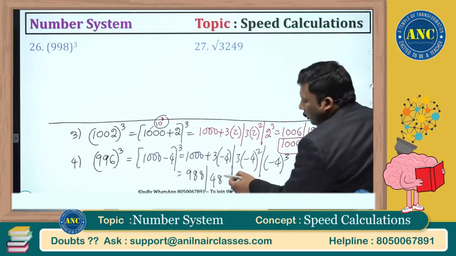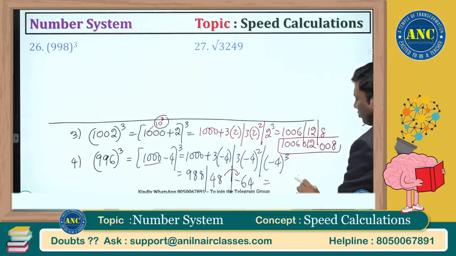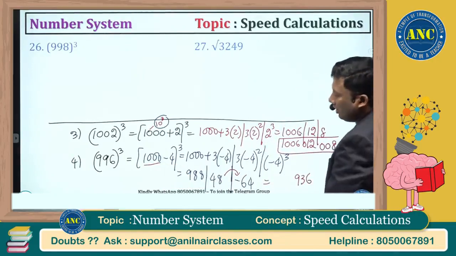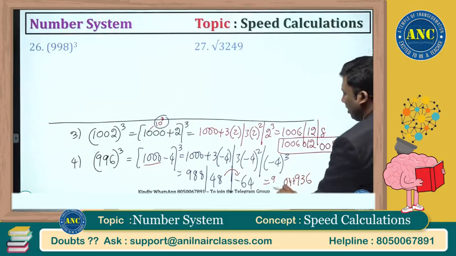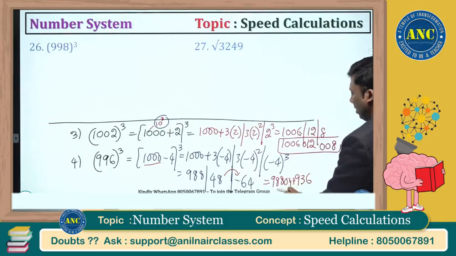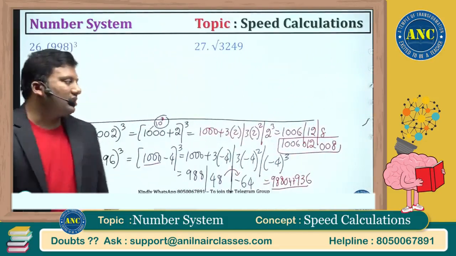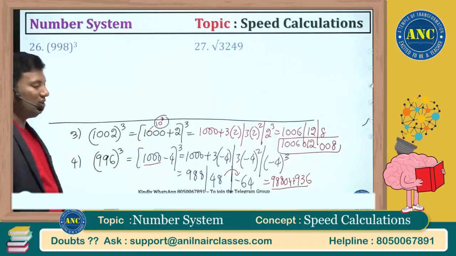For minus 64, 1 is carried on a base of 1000. 1000 minus 64 is 936. 48 minus 1 carried is 47, which in 3 digits is 047. Remaining is 988. The answer for this question is 988 047 936.